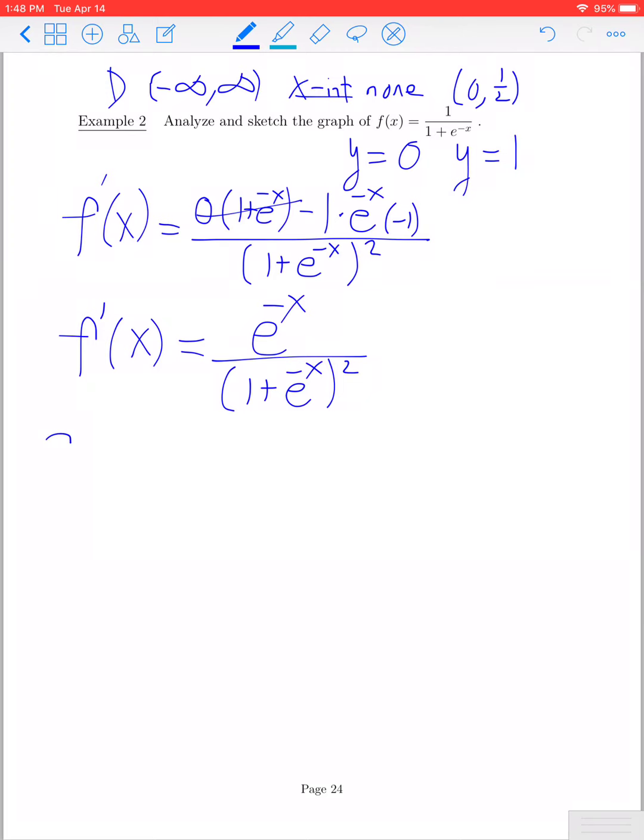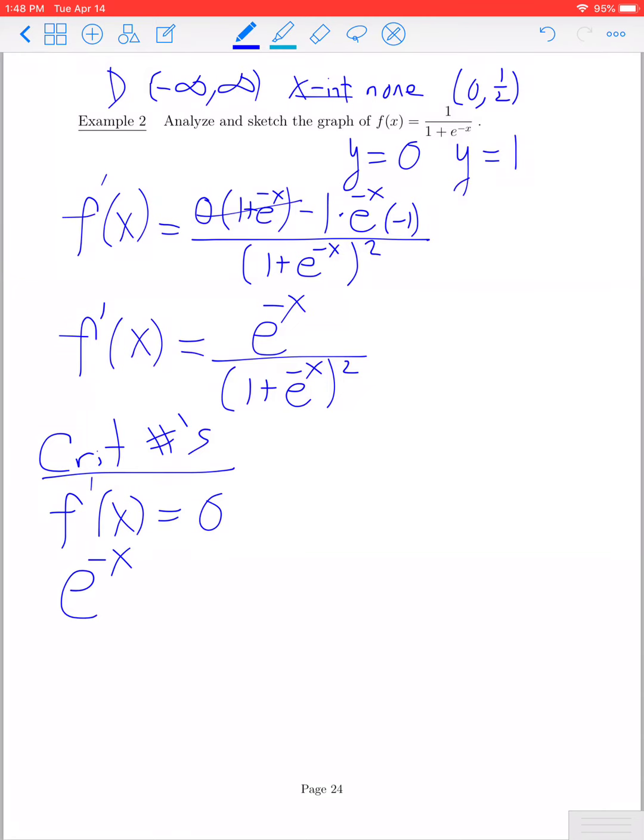So let's find our critical numbers. We want to find where f prime of x is equal to 0. If you set that fraction equal to 0, you would clear off the denominator. It's going to boil down to wherever the numerator is equal to 0. And we just said a moment ago that e to the negative x, or e to any power, is never going to be 0. So there's no critical numbers of the type f prime equals 0.